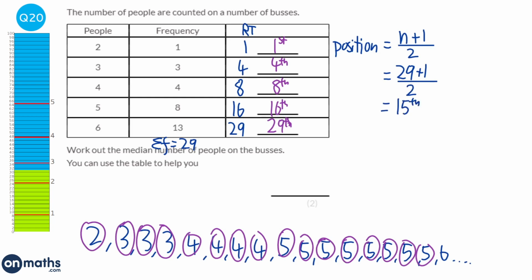So looking down our running total list, the last number that's a 4 is the 8th number, so we haven't got to the 15th number yet. And the last number that's a 5 is the 16th number. So if the last number that's a 5 is the 16th number, then surely the 15th must also be a 5. And so our median is 5.